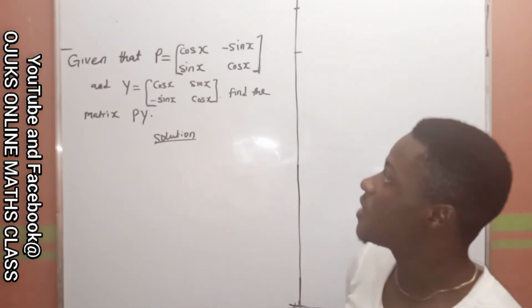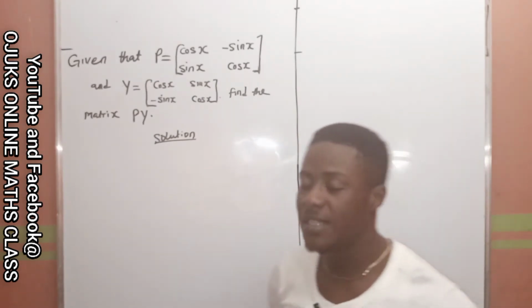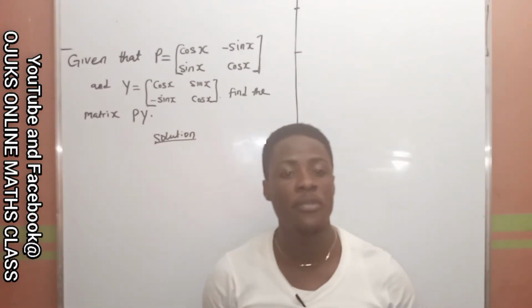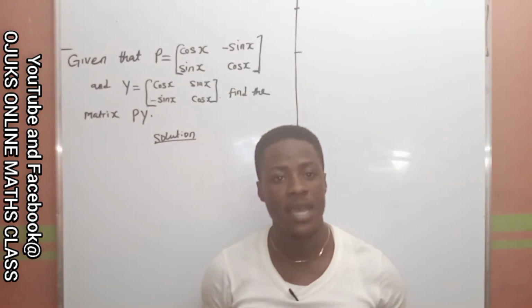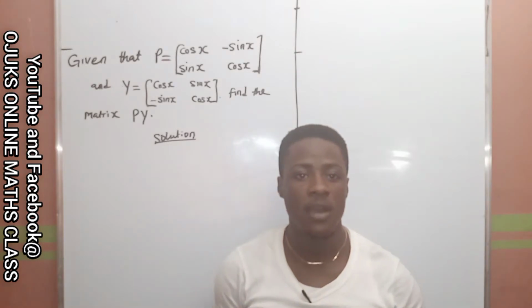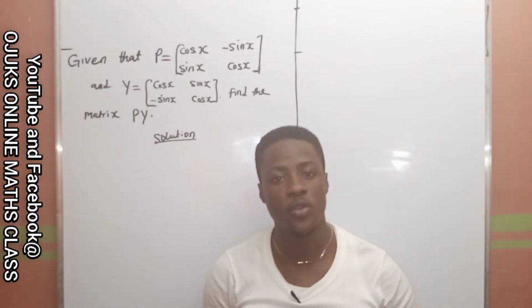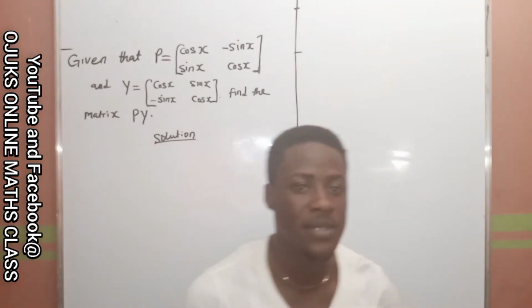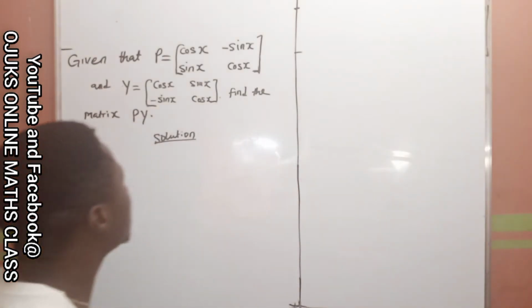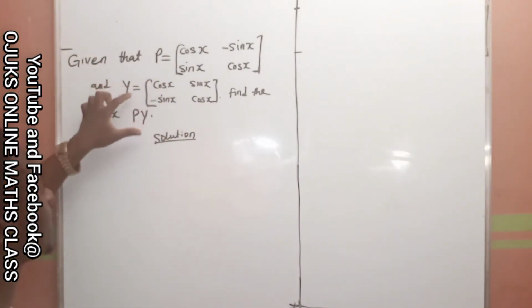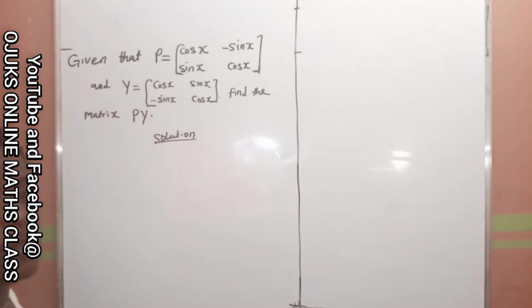Automatically, if you are talking of multiplication of matrices, it is a case whereby row-column multiplication is applied. How do you apply this row-column multiplication? Now listen and observe this. This is the two matrices in question, matrix P and matrix Y, and we are asked to multiply the two matrices. So let's bring out the matrix.